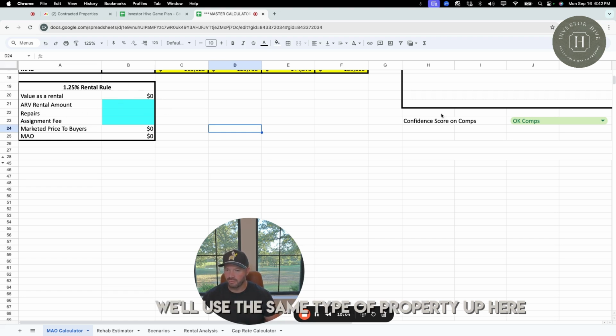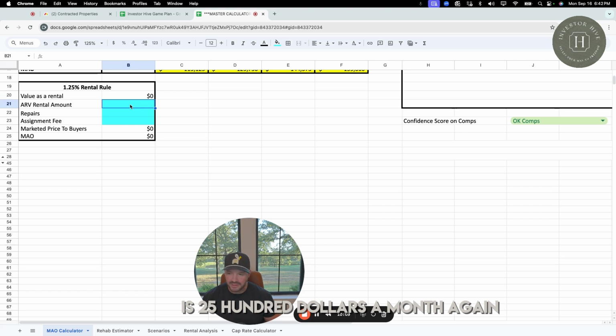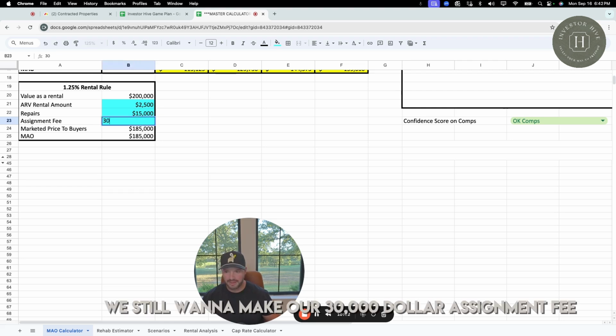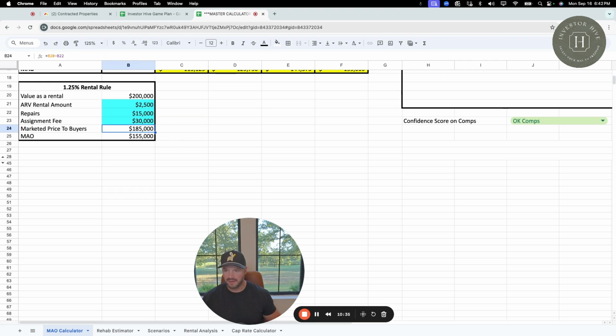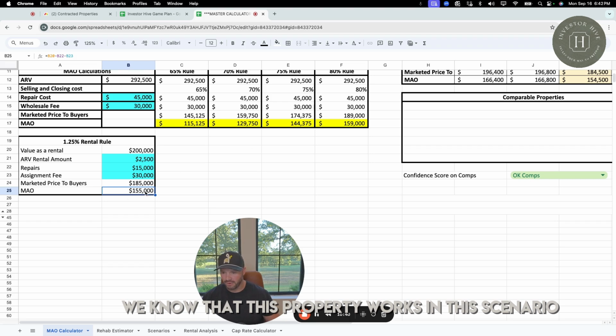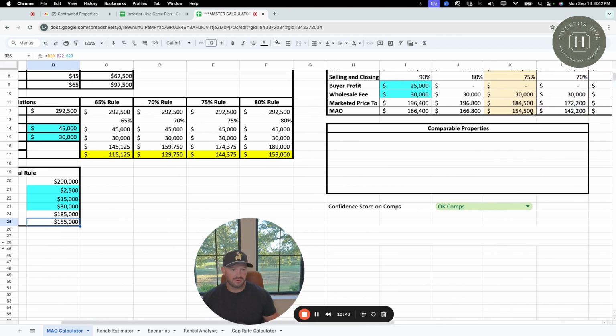So over here, we'll use the same type of property up here. We'll see that the ARV rental amount is $2,500 a month. Again, this is the ARV rental amount. What is it going to rent for after you put some repairs into it? And we'll say that in order to rent it out for $2,500 a month, we need to do, I don't know, $15,000 in work. We have that there. And then we still want to make our $30,000 assignment fee. We know that our max offer is $155,000. Great. We know that this property works in this scenario, and this scenario.